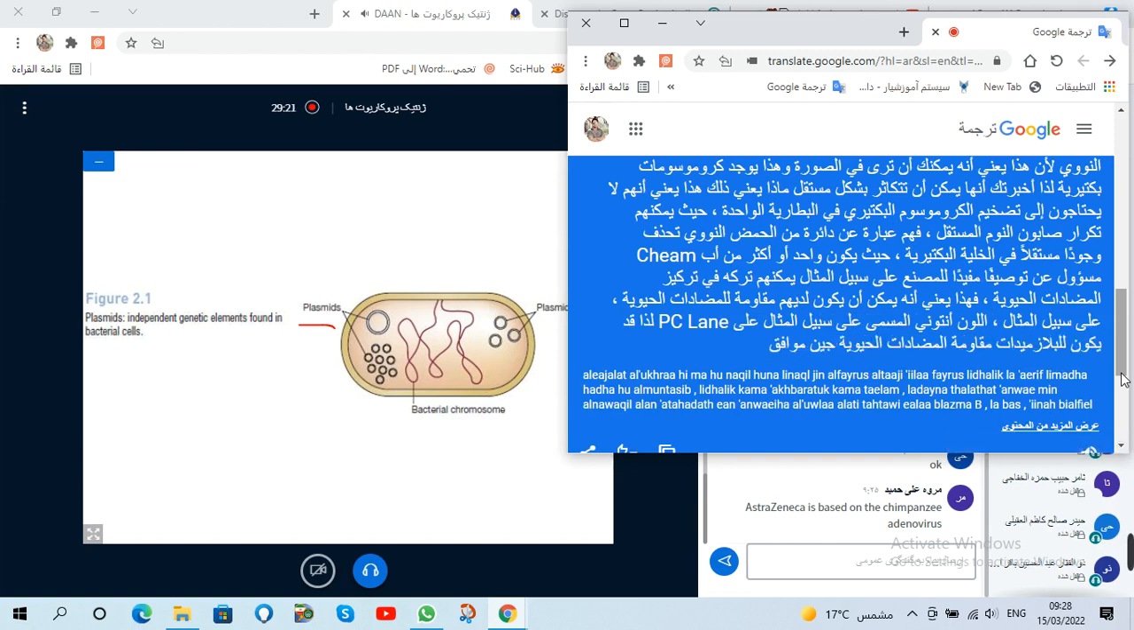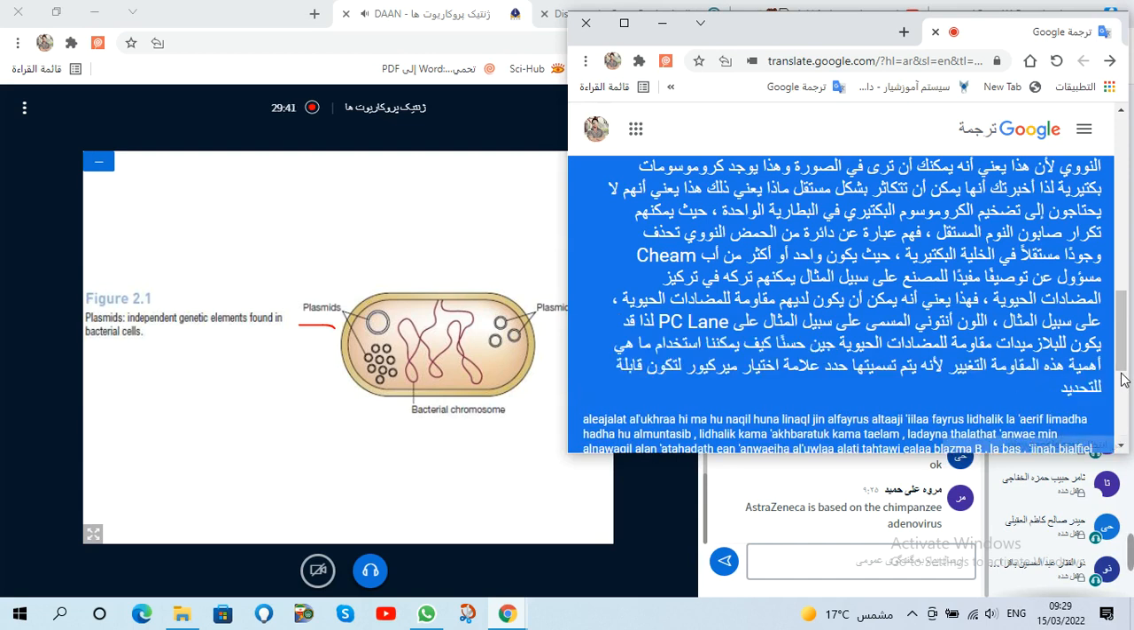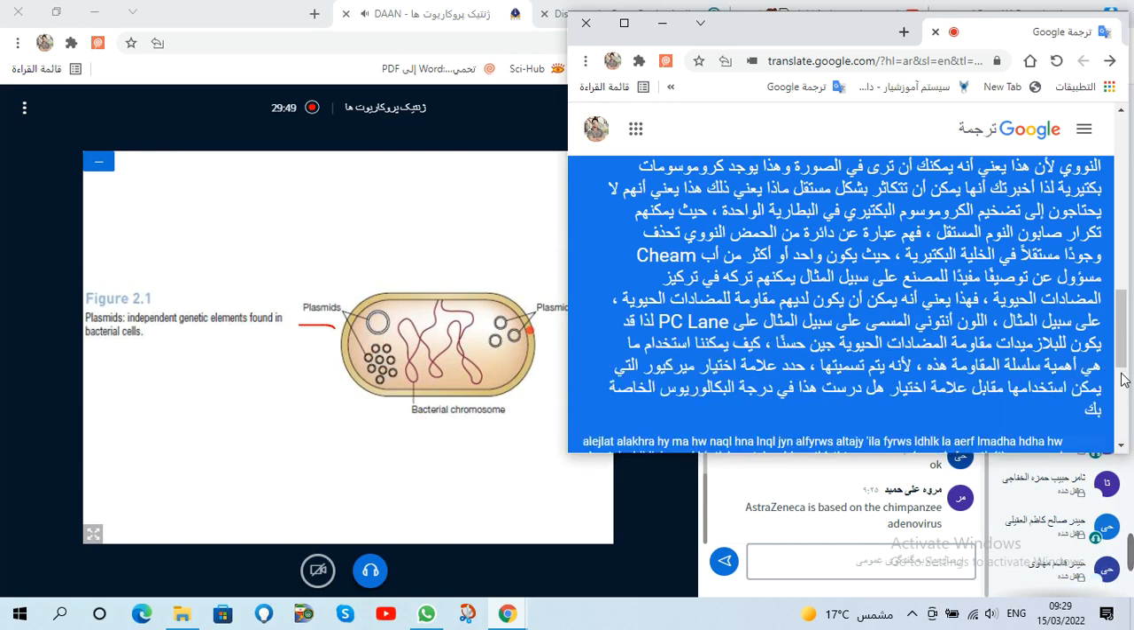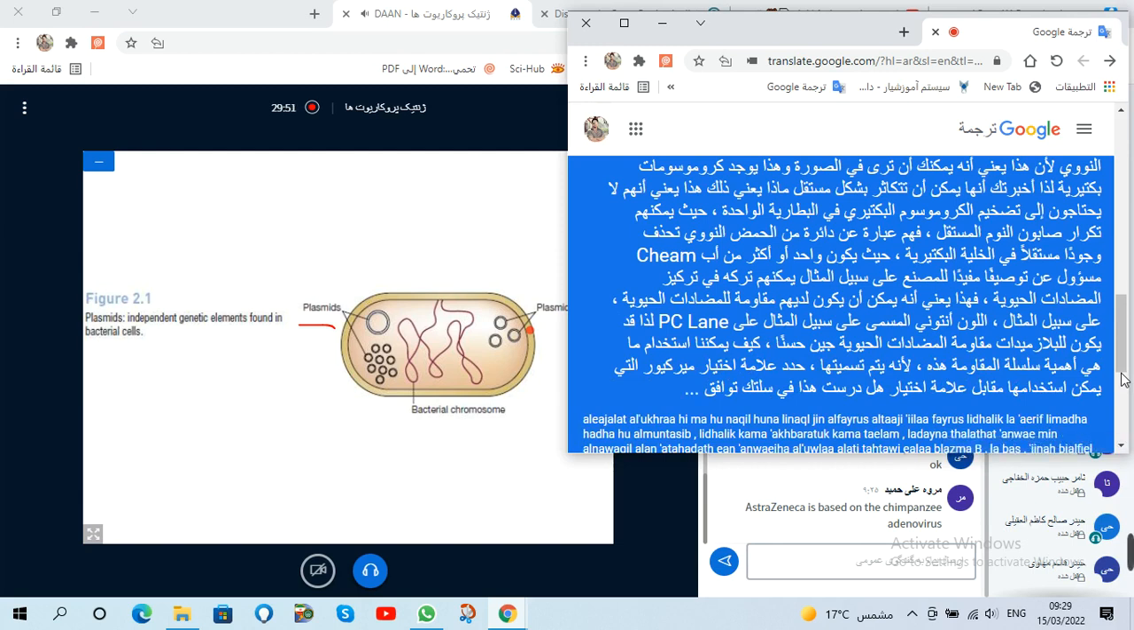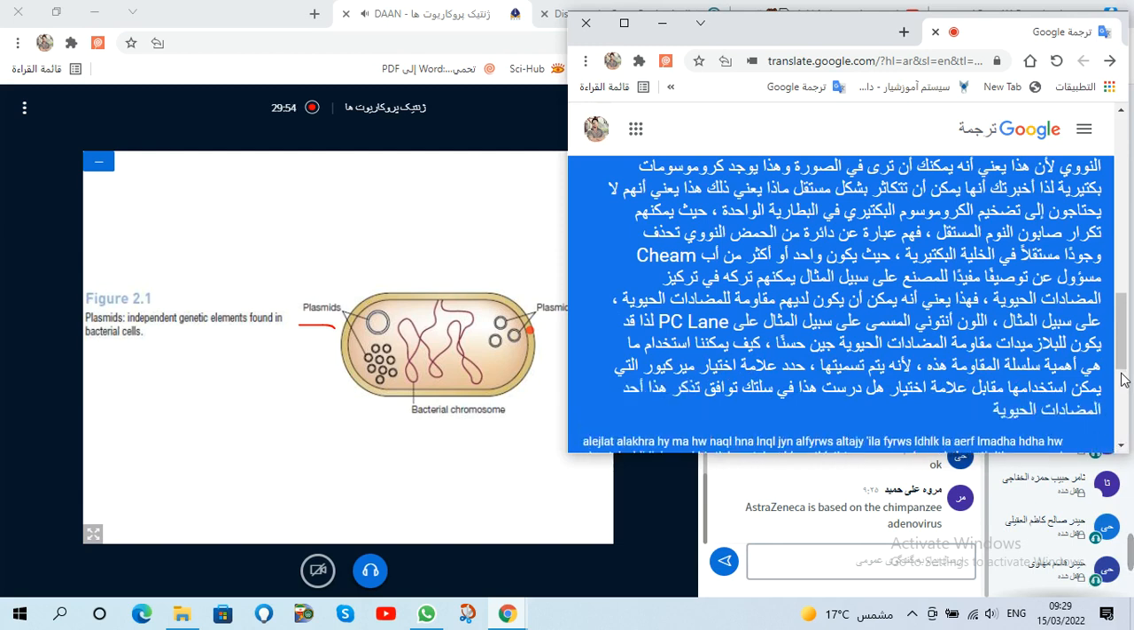Okay, what is the importance of this resistance gene? We call it a selectable marker. We use the antibiotic resistance as a selectable marker. Did you study this in your bachelor degree? Do you remember this, the antibiotic resistance in vectors, plasmids?